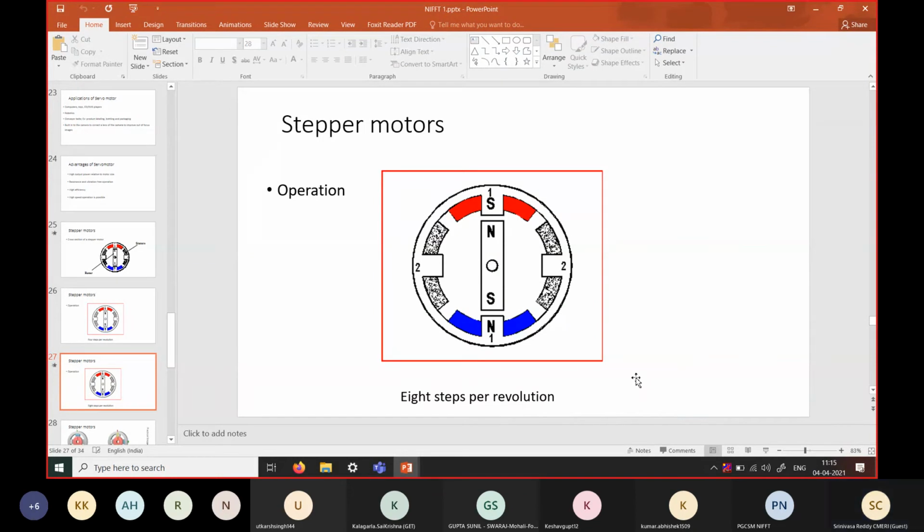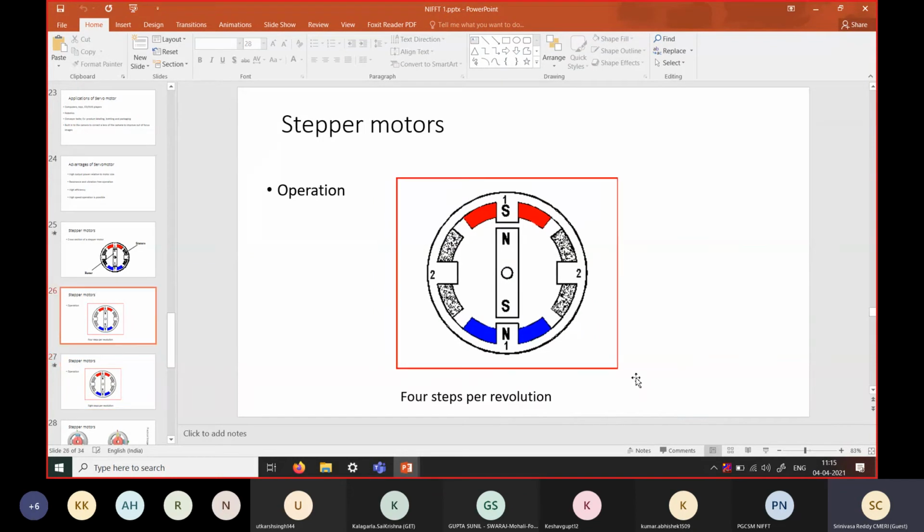shaft in terms of steps. Now when these coils are switched separately, the motor is rotating in terms of 90-degree steps. So that is 4 steps per revolution. That is, each step is 90 degrees.